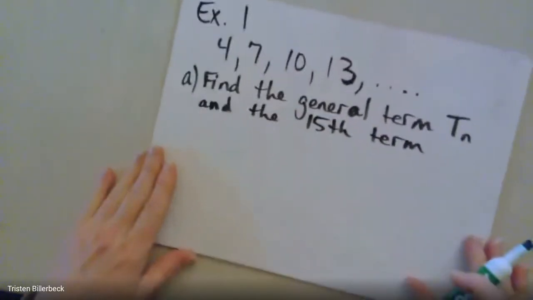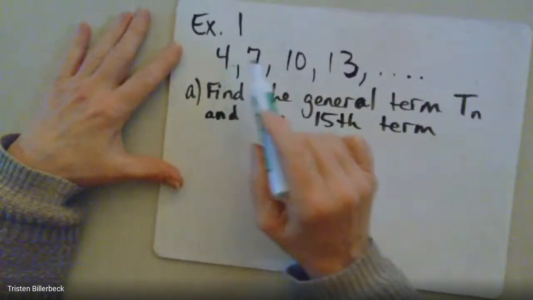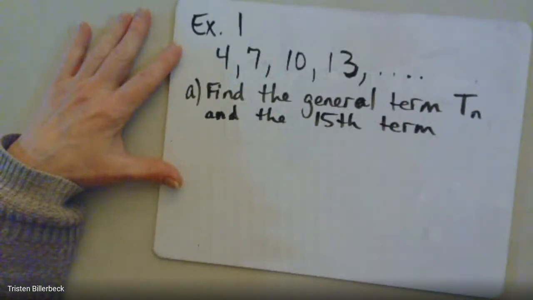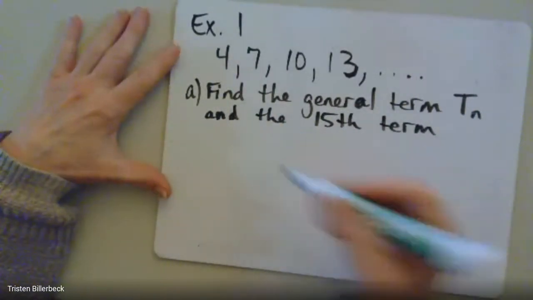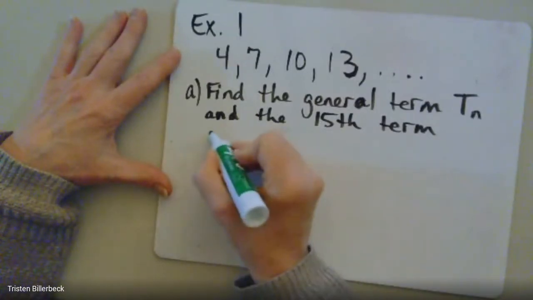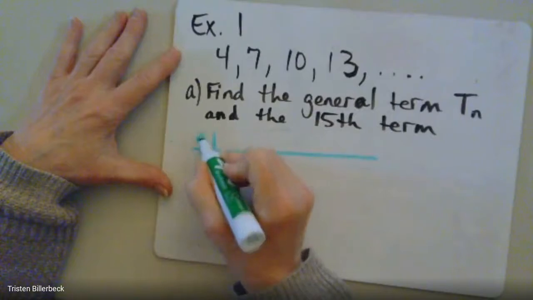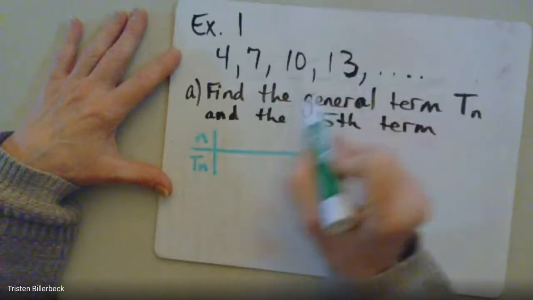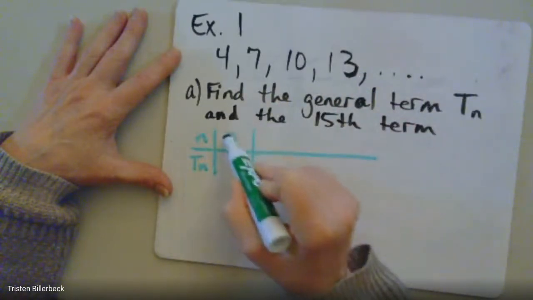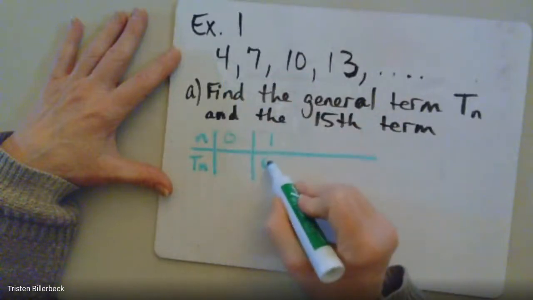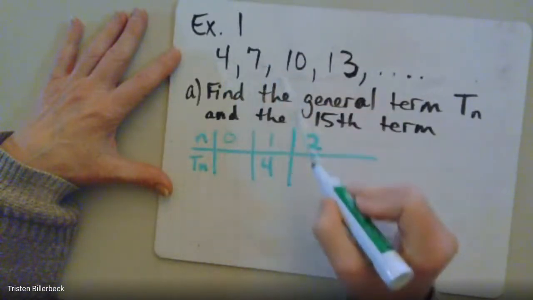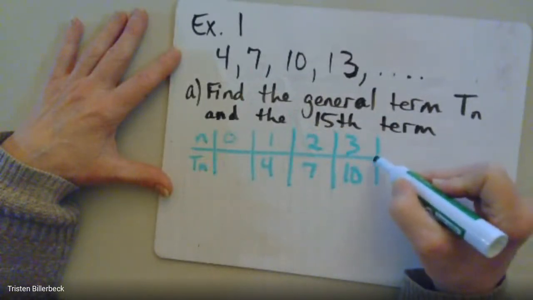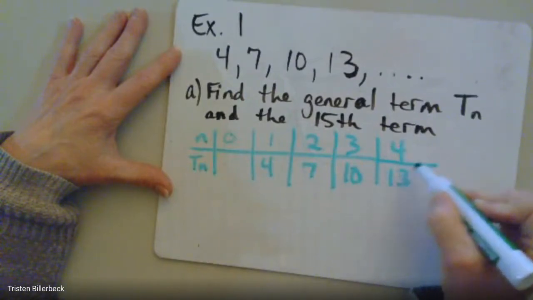So in this example, we're given 4, 7, and 10. So this time we want to find the general term, but we know how to do this. So we're going to set this up, and we have n and t sub n. We remember that we want to make sure we have a 0 term. Our first term is 4, our second term is 7, our third term is 10, and our fourth term is 13.